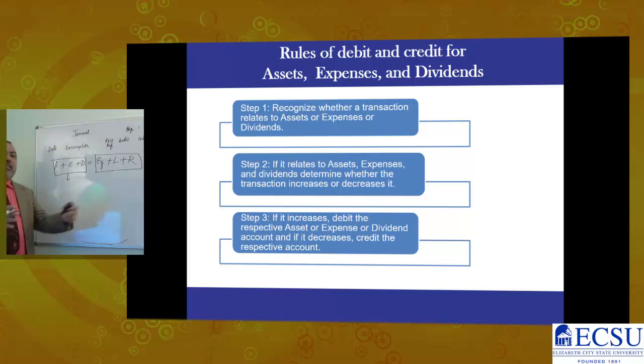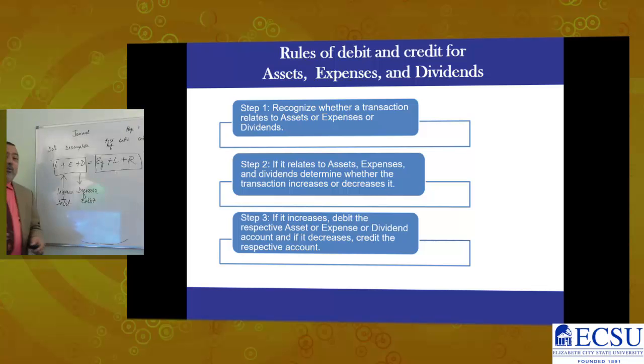Now what we try to do is, whenever there is a transaction, we try to find out whether an asset, expense or dividend is involved or not. If it relates to the assets, expenses and dividends, we determine whether the asset will increase or decrease. That's the logic we will be looking for. If it increases, then you will be debiting it. So this will be a debit. Increase is a debit, and of course decrease is a credit. So that's the rule of debit and credit for assets, expenses and dividend.